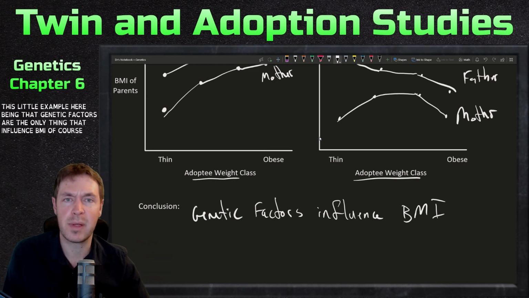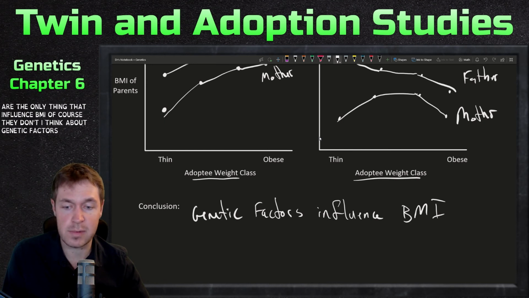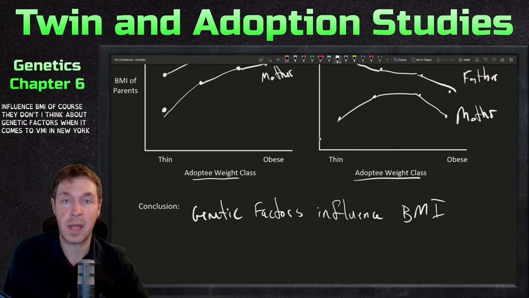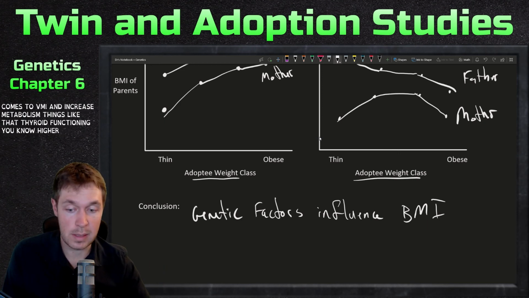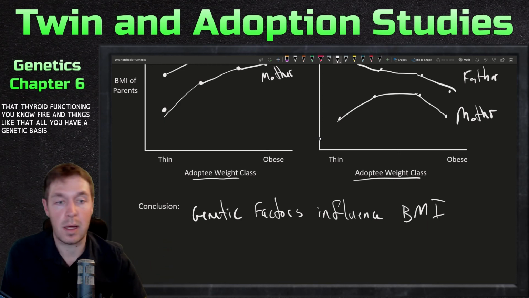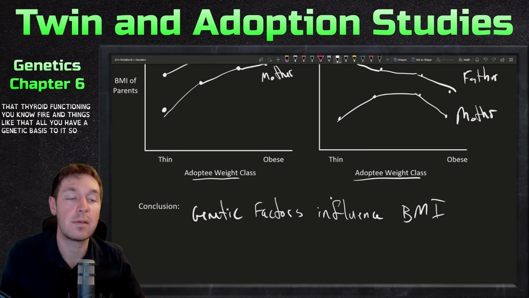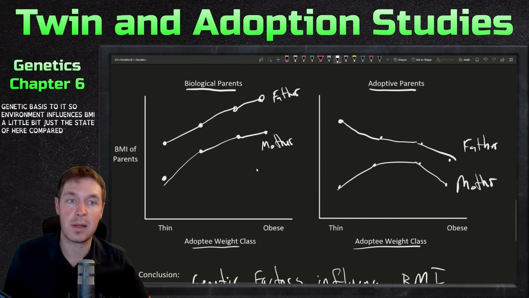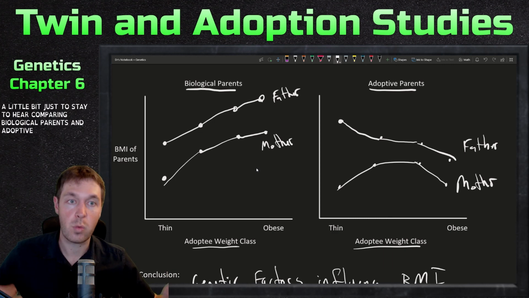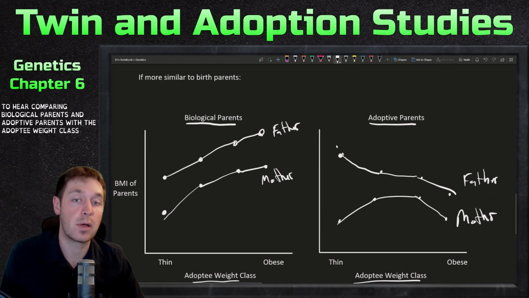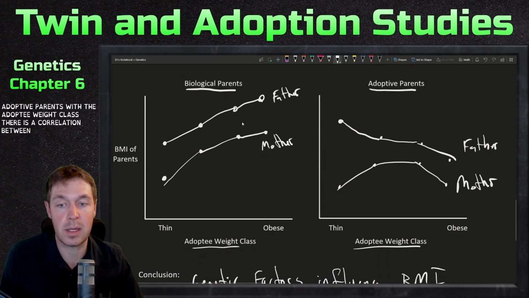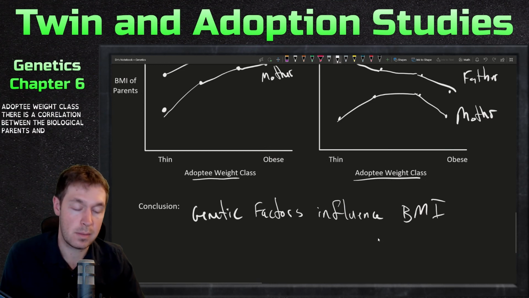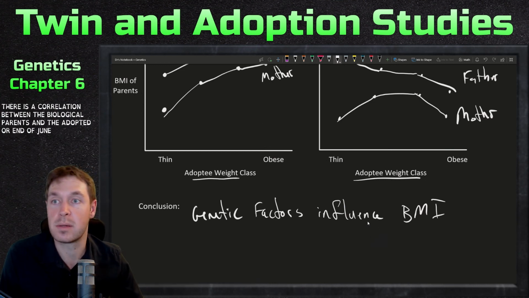Of course they don't. But think about genetic factors when it comes to BMI: increased metabolism, thyroid functioning, things like that all have a genetic basis. So genetic factors do influence BMI, but the environment influences BMI a little bit too. It's just this data here, comparing biological parents and adoptive parents with the adoptee weight class. There is a correlation between the biological parents and the adopted children.